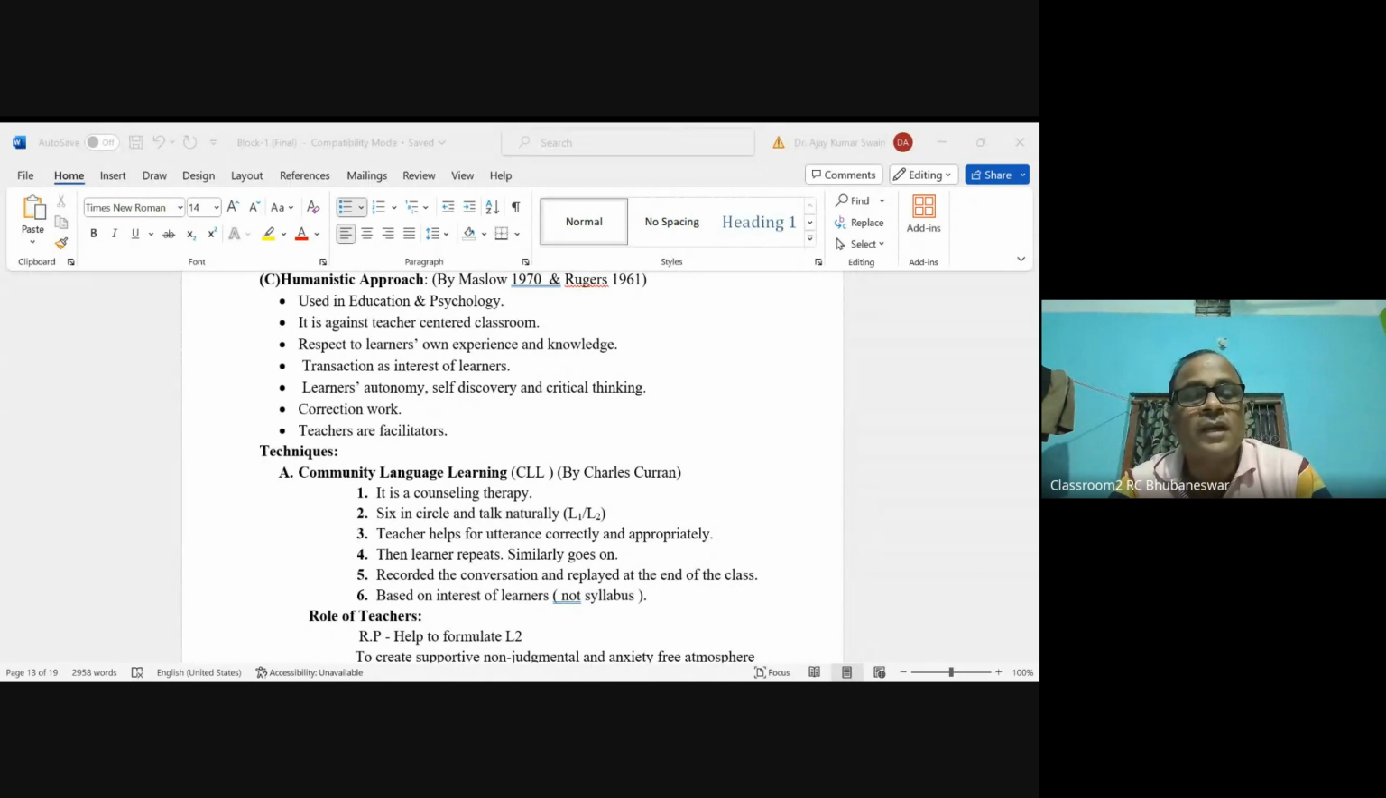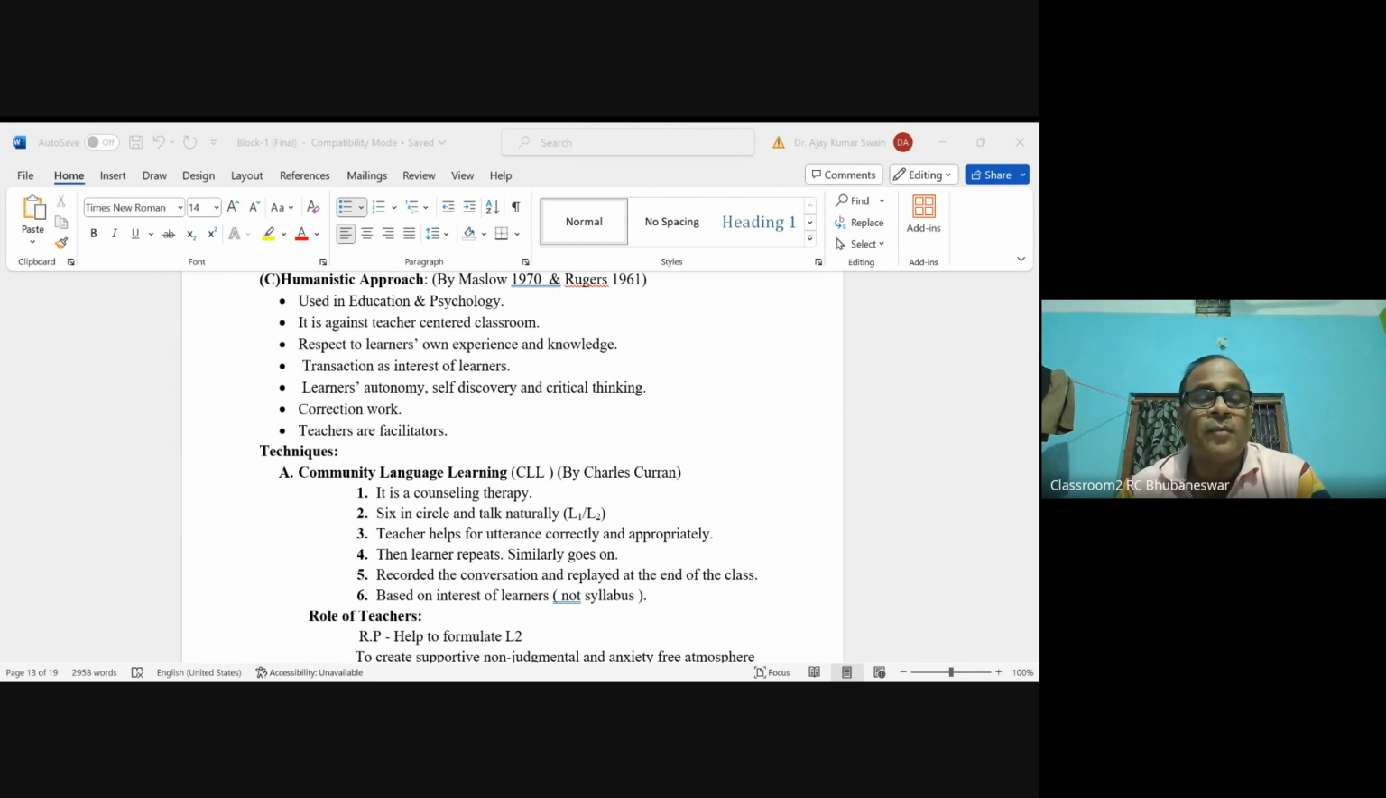Sit in circle and talk naturally. Teacher helps for utterance correctly and appropriately. Learner repeats, similarly goes on. Teacher gives the correction, then learner repeats it again and again. Practice work is there.